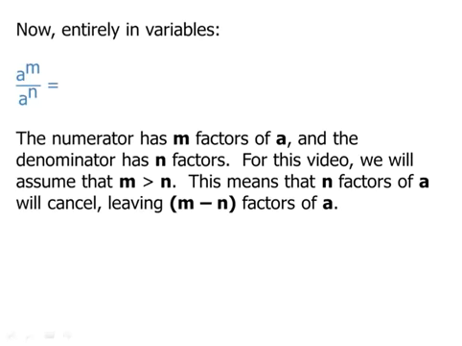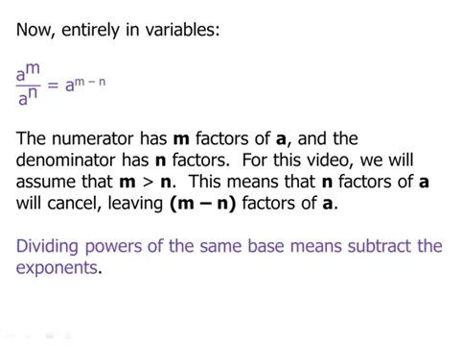For this video, again, we're going to assume that m is greater than n. So all those factors in the denominator will cancel when we take the m factors in the numerator and remove the n factors that cancel. We're going to be left with m minus n, and that's going to be the exponent of a. And right there is our second law of exponents. When we divide powers of the same base, this means that what we have to do is subtract the exponents.